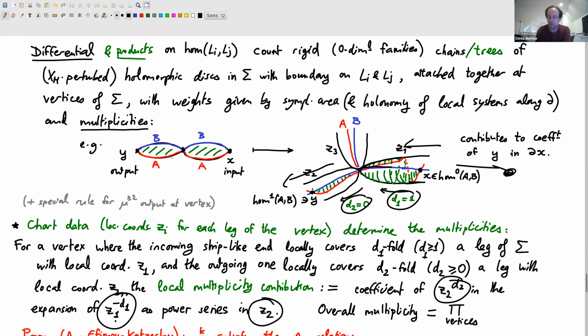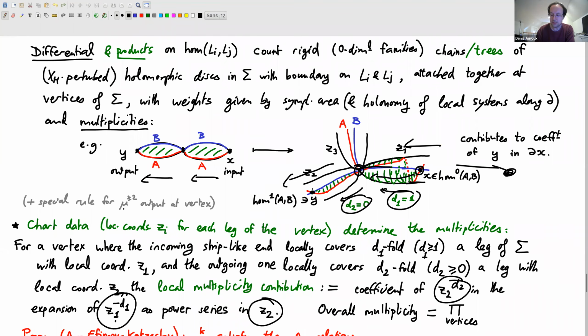Okay, so this is a strip between A and B, a holomorphic strip between A and B. It's moving to the left. That's how symplectic geometers like to draw these things. This is the input of the operation. It goes into a vertex. There's a special rule that if two things arrive simultaneously at a vertex and multiply there, then you take the constant term in the product.